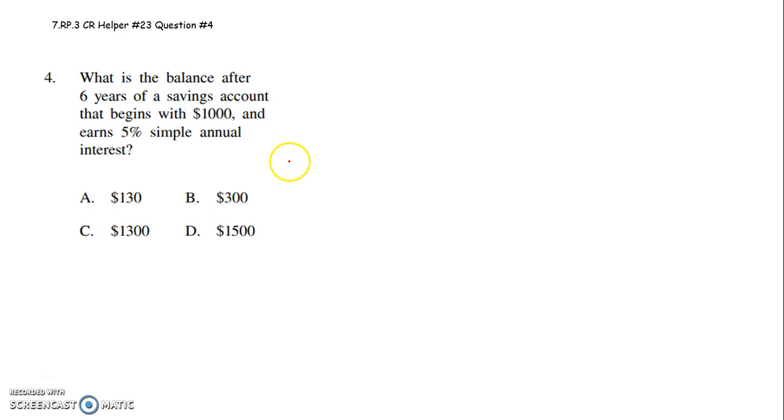Seventh graders, this is to help you with question 4 on CR 23. It says, what is the balance after 6 years of a savings account that begins with $1,000 and earns 5% simple annual interest? Okay, so you're going to use I equals PRT. This is one method. I equals P times R times T.